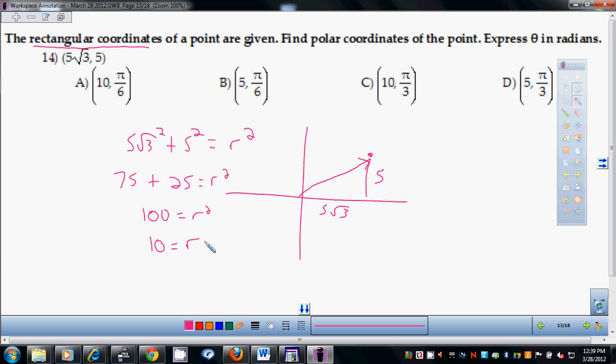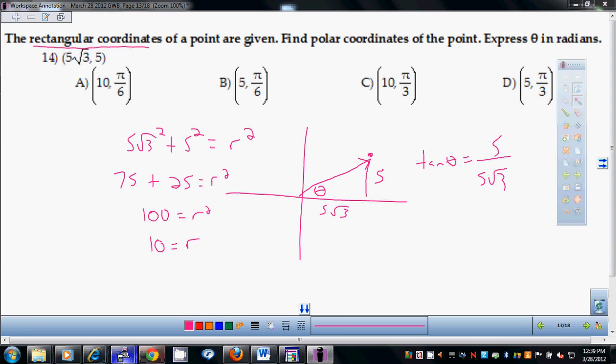Now, to find the angle, there's multiple ways you can do it. The easiest way is to use SOHCAHTOA. Think about it like this. The y value will always be your opposite, and the x value will always be your adjacent. So to find your angle, you'll always be using tangent. Tangent of theta, which is what we're looking for, would be 5 over 5 radical 3, and you just need to take tan inverse.